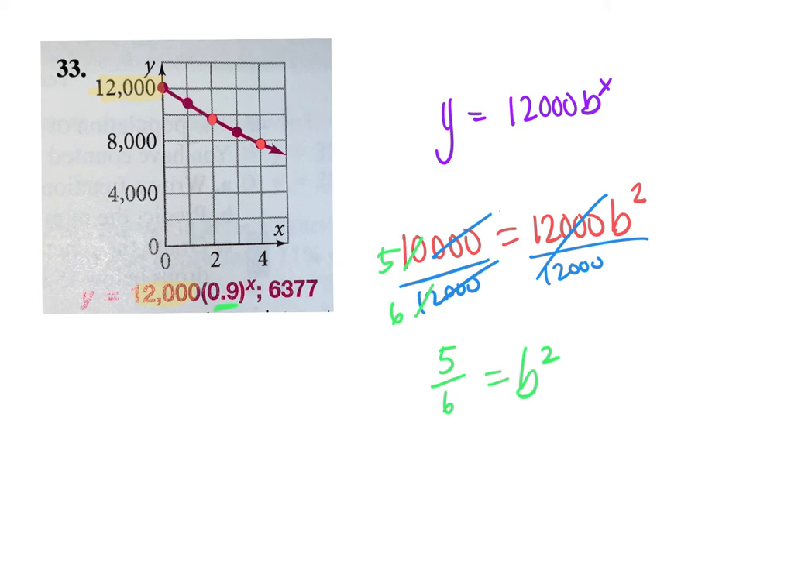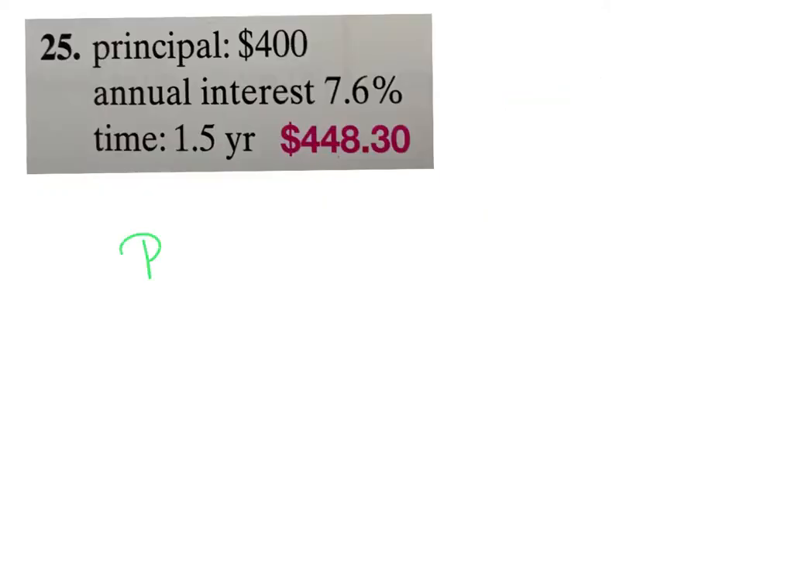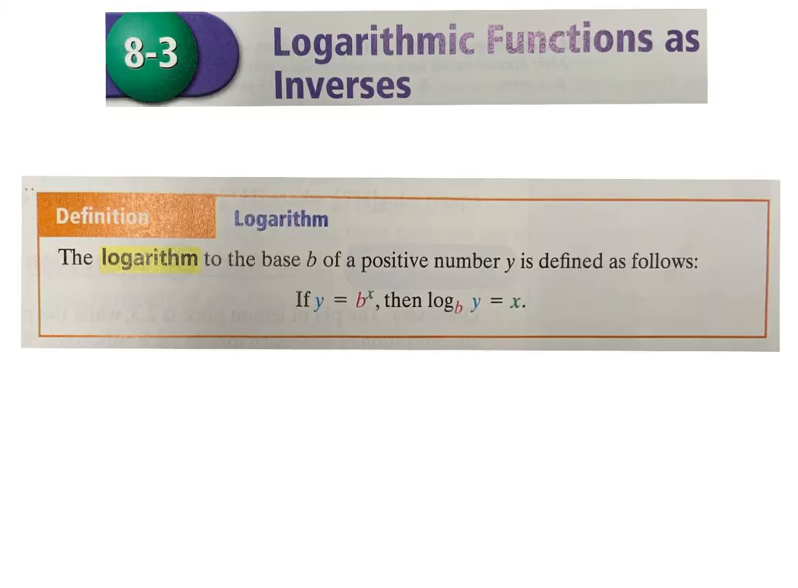And then did they want you to evaluate for 6? So then you just go back and plug a 6 in for that guy. So here's your function you should have gotten. To get this, plug a 6 in there. This is your principal amount. This is your interest rate, 0.076. This is your time, 1.5. Plug it in.